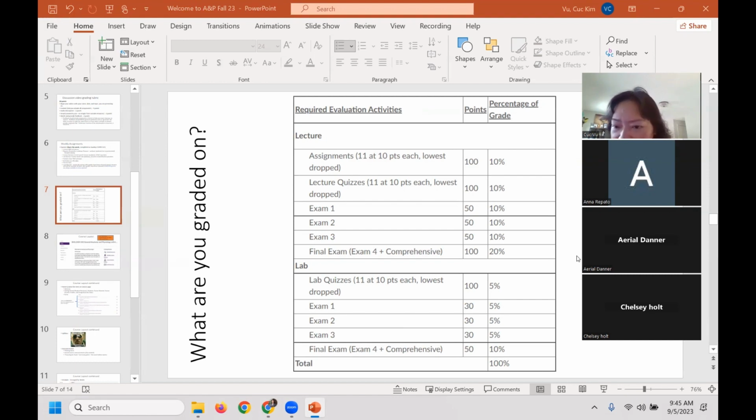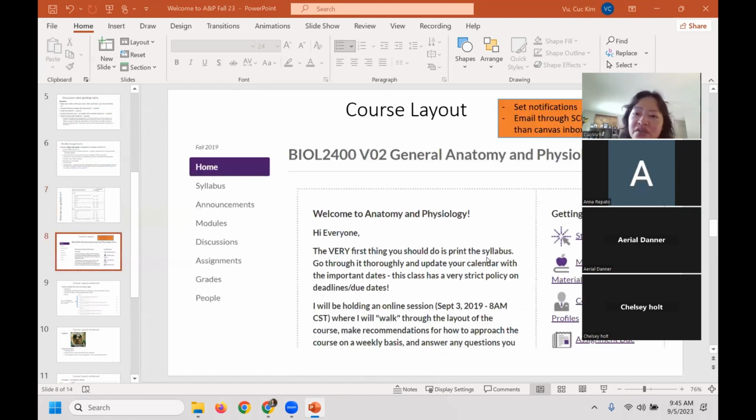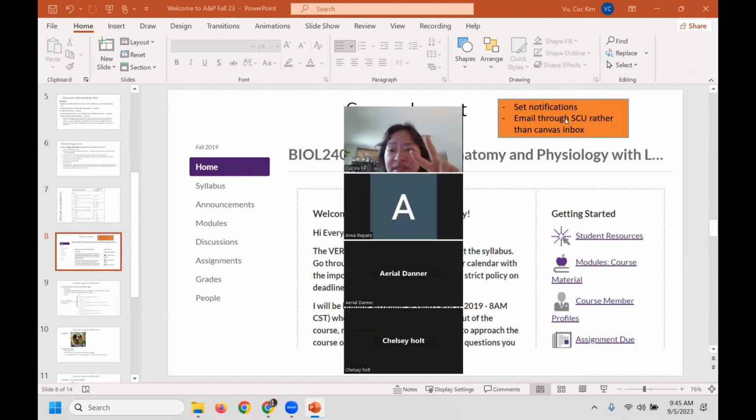Okay. Let's see. Next one. All right. So the course layout is like this. You'll see the home page right here. It gives you my introduction. And the two things I want you to know about this: one, you can set the notifications so that if anything changes on Canvas, you will be emailed, or even better, texted. You can get text if anything changes on this course. So I highly recommend you set the notifications so that you never miss anything, okay? And if you email, there's two emails.